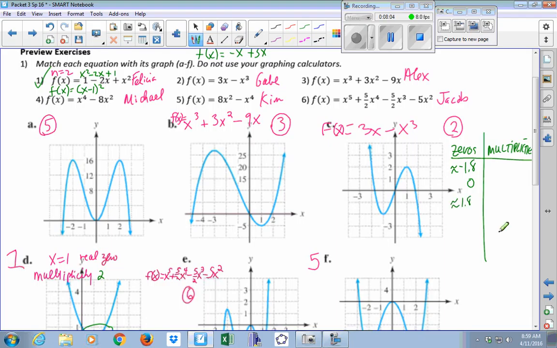What are the multiplicities? How do you know what the multiplicity would be? If this was in factored form, it would be the exponent on the factor. How do you tell it visually? If you cross the x-axis, you're changing the sign of your function. In this case, your function prior to negative 1.8 is above the x-axis, so all your outputs are positive. And to the right of negative 1.8, you're negative. That changes sign. That means you have an odd multiplicity. And since you go straight through, it would have the exponent 1. Same thing is true with 0, and same thing is true with this approximately 1.8.